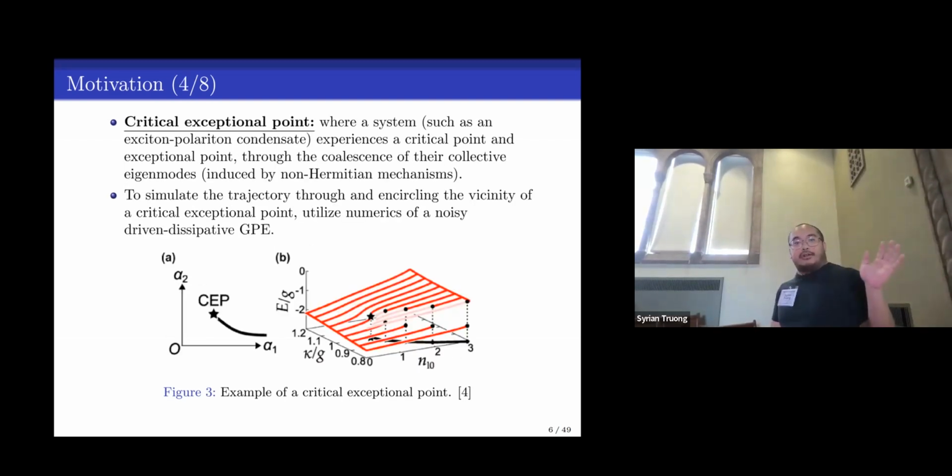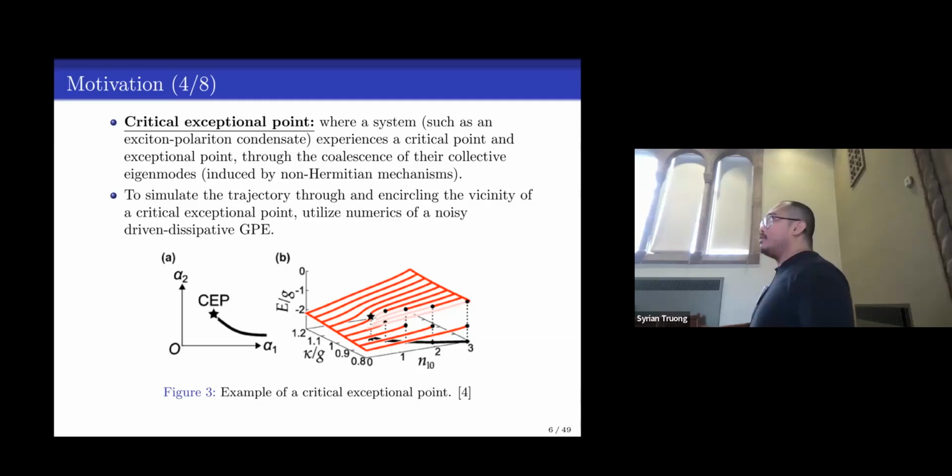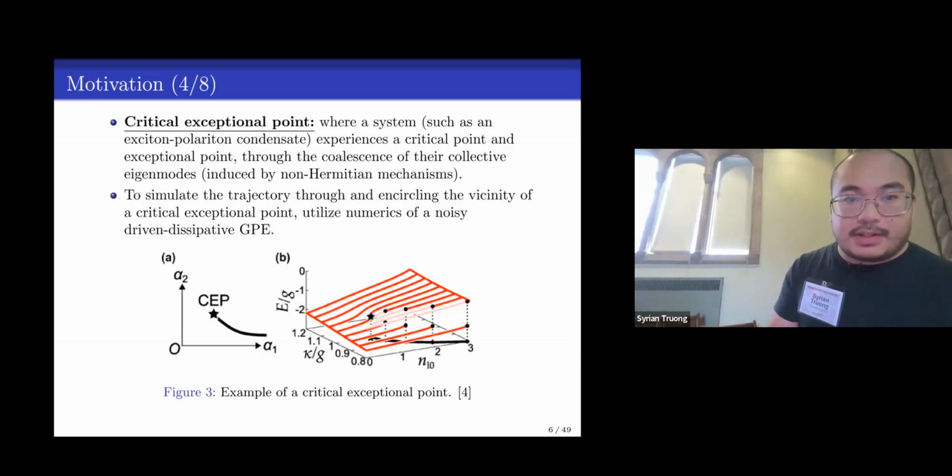All right. So just a little bit of background. A critical exceptional point is essentially where systems, such as an exciton-polariton condensate, experience a critical point. So think of that liquid-vapor critical point stuff. And an exceptional point, through the coalescence of the collective eigenmodes, which is induced by some non-Hermitian mechanics. If you want to simulate a trajectory through and encircling the vicinity of a critical exceptional point, it's helpful to use a noisy driven-dissipative Gross-Pitaevskii equation, because we find that these equations simulate that type of system well. There's another image from a paper demonstrating critical exceptional points.